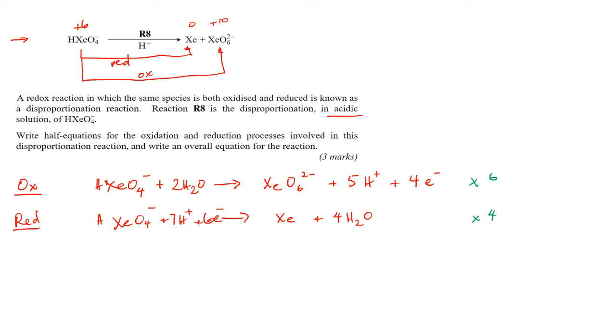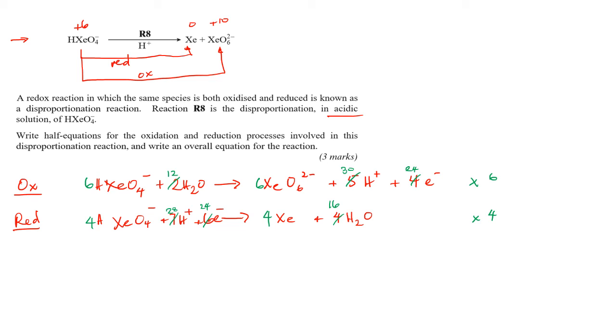So we're going to have 6 of these, 12 of those, and 6 of these. We're going to have 30 hydrogen ions and 24 electrons. Similarly, we're going to have 4 of those, 28 of those, and 24 electrons. We're going to have 4 xenons and 16 waters. Okay, so good. Now we can add them together.